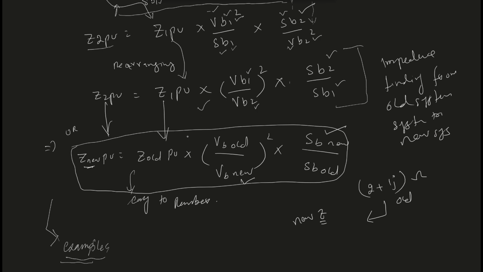Both the equations are the same, the only difference is that we are denoting VB1 as VB old here, and VB2 is equal to VB new. Similarly for power, SB2 and SB1, and Z1 per unit and Z2 per unit.